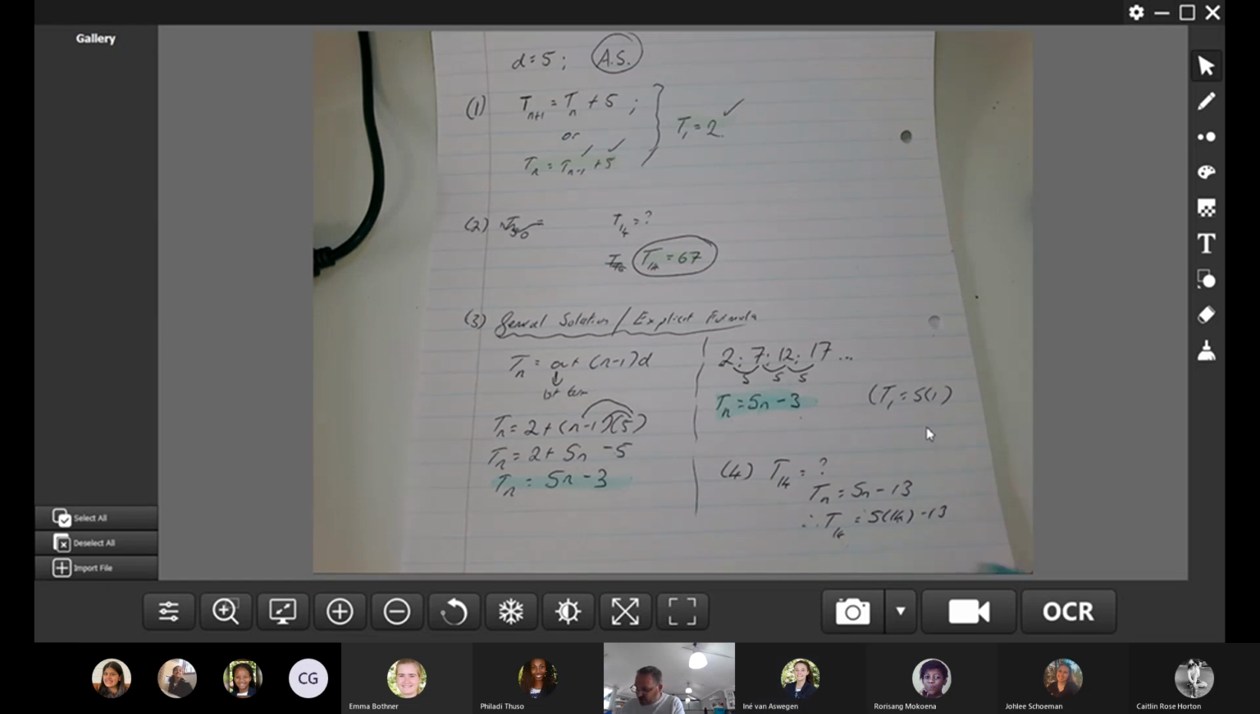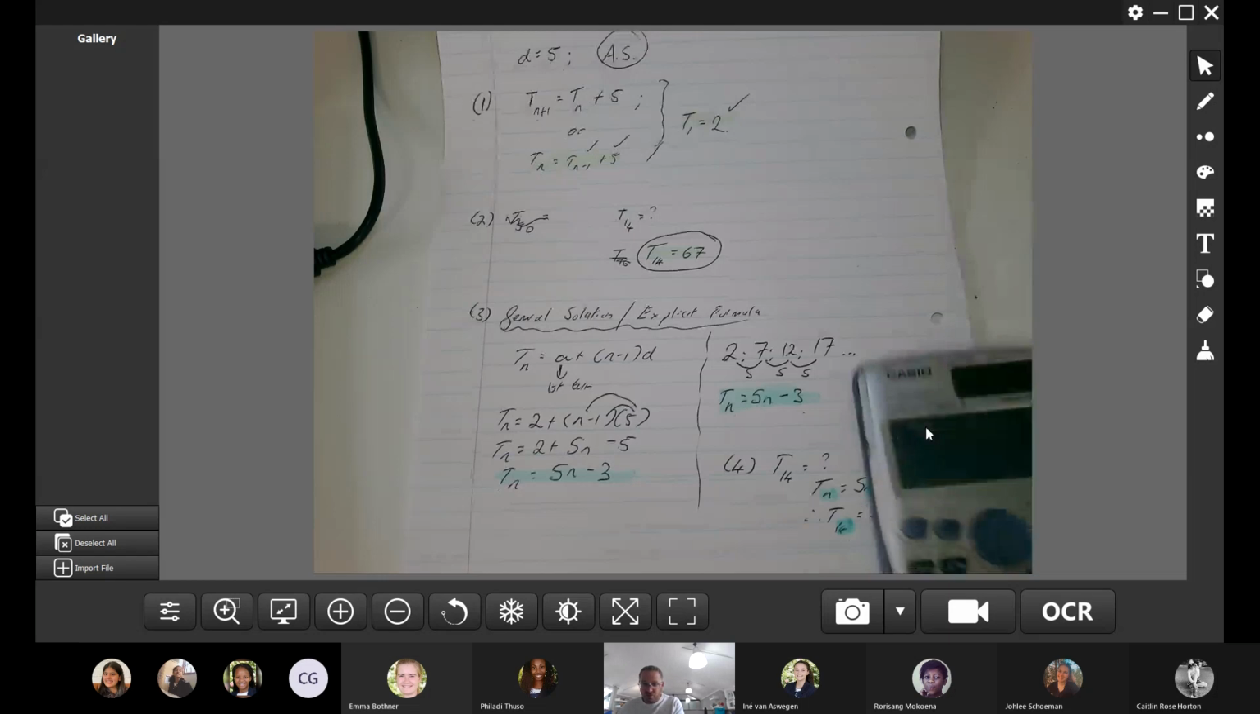So it's a substitution. The term in position n is 5 times its position minus 13. That's the general formula. So in this case, term 14 will be 5 times 14. Whatever the subscript is, that is your position. They're saying we want the term in position 14. Well, a term in position n is 5 times its position minus 13. So this will be 5 times its position, which is 14, minus 13. And if it's not 67, I'm in trouble.